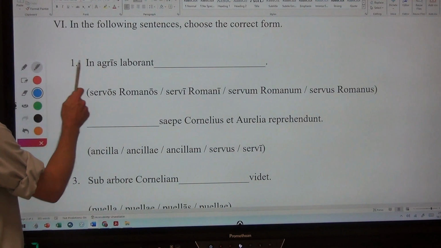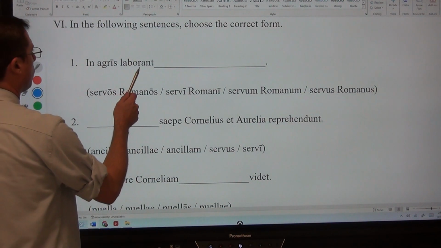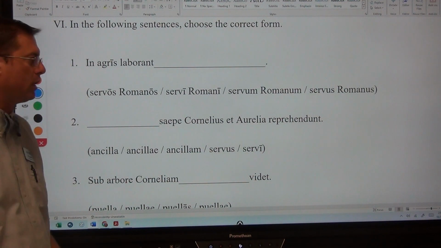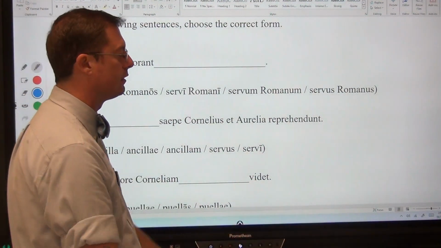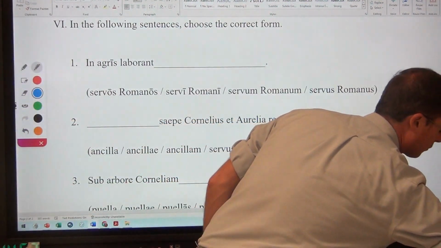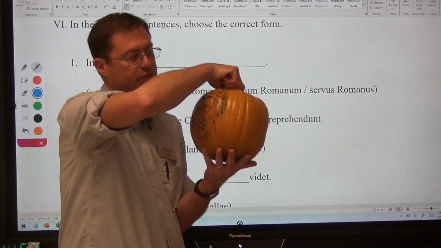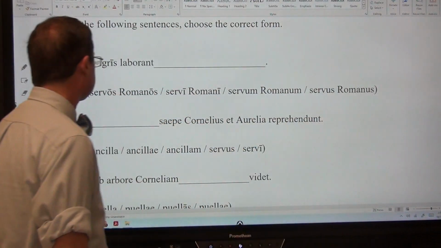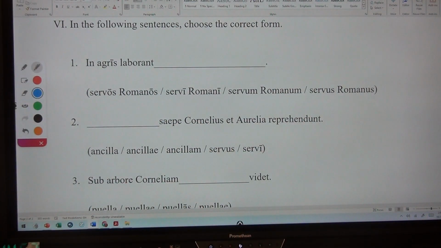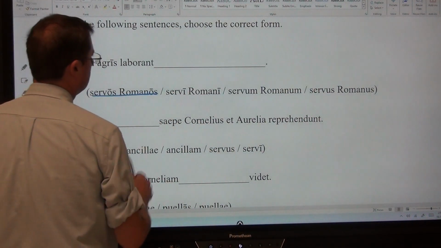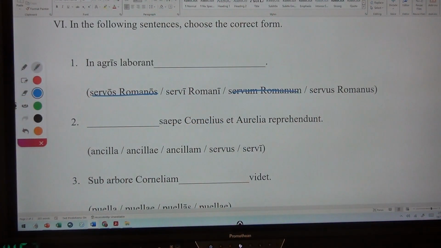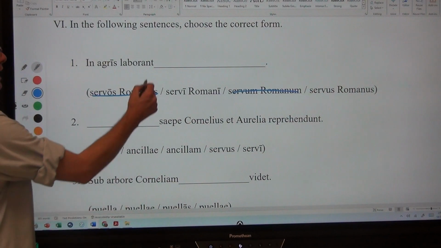So we see here, in agris laborant, they work in the fields. Well, work is, as we learned, an intransitive action. They do not work the screen, they do not work the pumpkin that is there. By the way, if you can't see it on the screen, the pumpkin has the face of the Emperor Claudius on there for a particular reason. But nevertheless, since it is an intransitive verb, it is not going to have a direct object. They do not work the slaves, and they do not work the slave. And so we are finding here in this sentence who the they are.